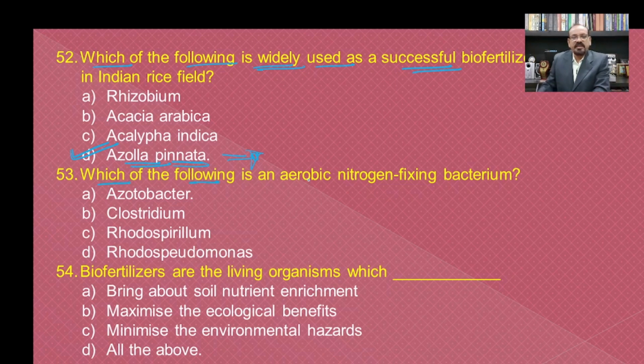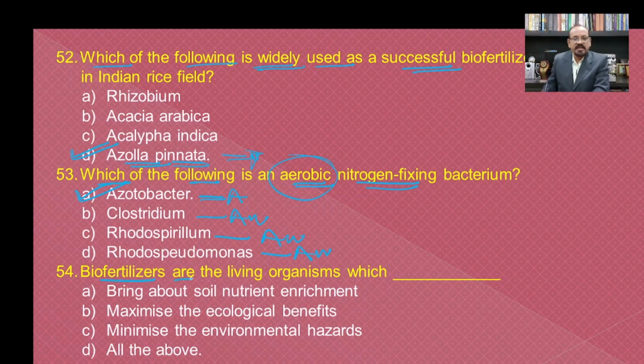Then which of the following is an aerobic nitrogen fixing bacterium? The Azotobacter is aerobic, Clostridium is anaerobic, Rhodospirillum is anaerobic, and Rhodopseudomonas is anaerobic. So the aerobic becomes A, that is the Azotobacter, which is responsible to fix the atmospheric nitrogen.